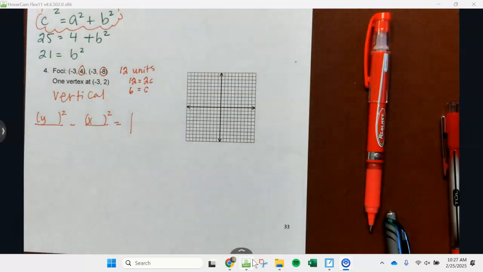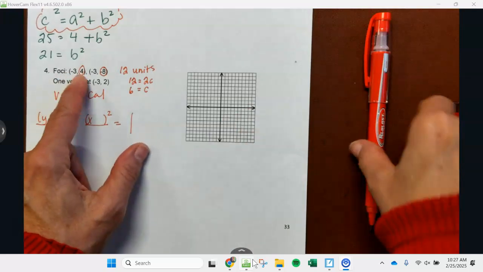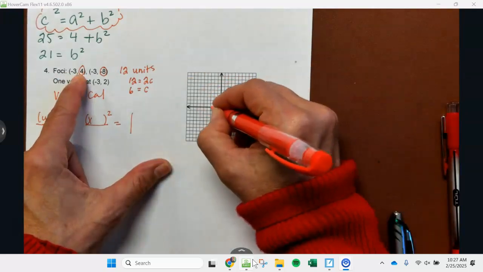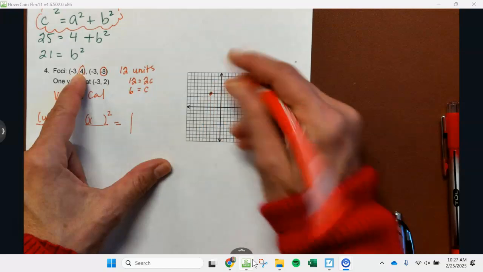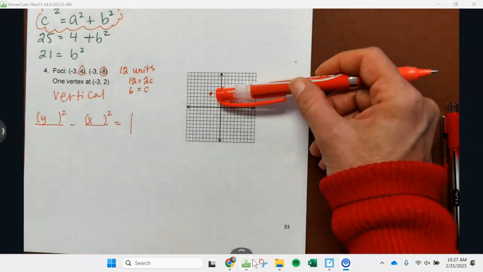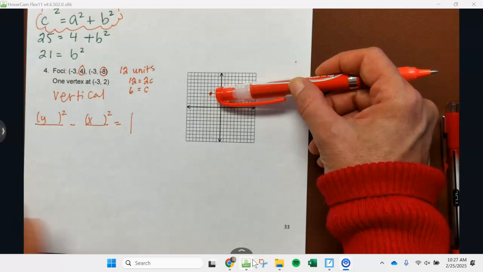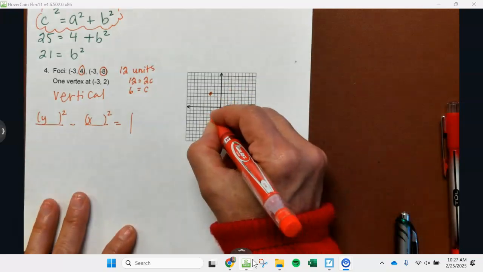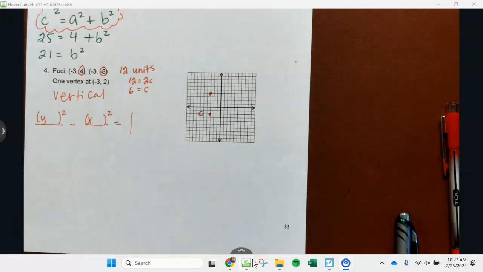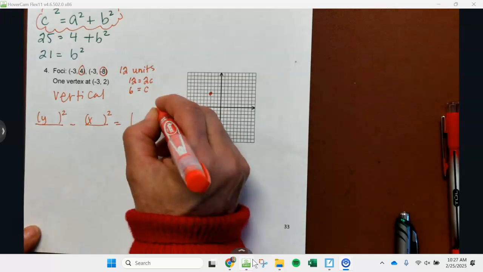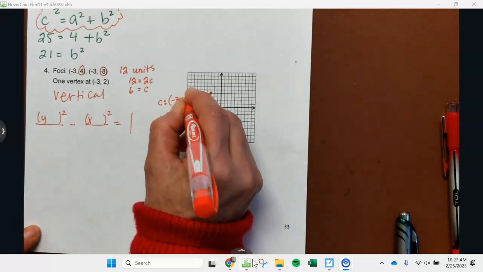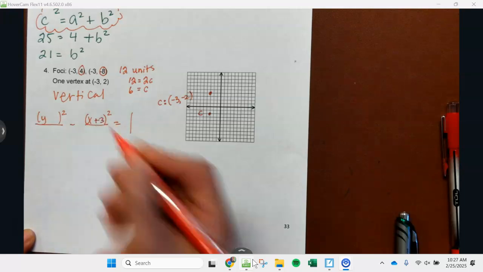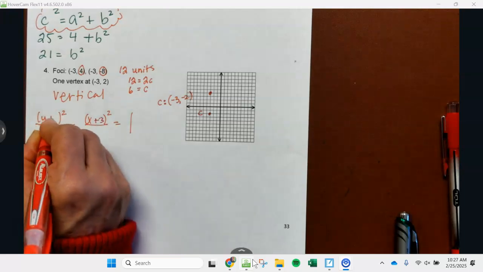And if c is 6, and remember c is the distance from a focus to the center, then if I plot this, I can go ahead and plot this at -3, +4. 1, 2, 3. 1, 2, 3, 4. 6 places below that, that's where the center is. So the center is going to be down here at -3, -2. Now we can fill in the top. So if the center is -3, -2, then this is going to be x plus 3 right here, y plus 2 right there.